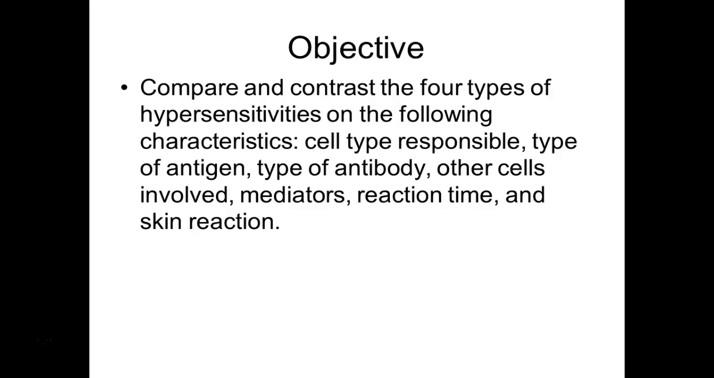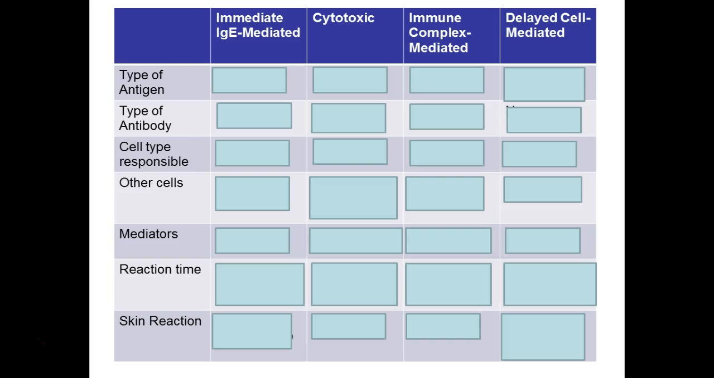So when we talk about these, you need to know what cell type is responsible, what type of antigen we're talking about, what type of antibody, any cells that are involved, any major mediators that are involved, how long is the reaction time, and is there a skin reaction. So the best way for organizing this information on all 4 of our hypersensitivities is a table. They have a table in your book, but you don't have to know it in as much detail. I have my own, and of course you could print it out and try to fill it out yourself when you're studying these things.